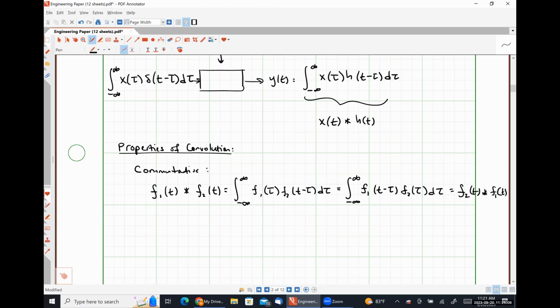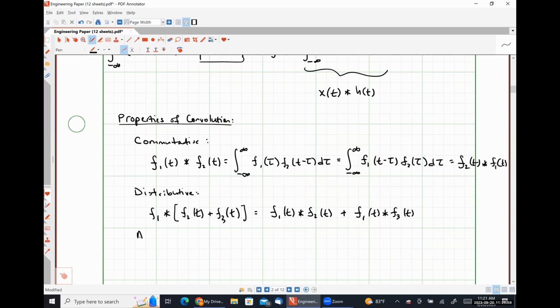All right. We have the distributive property. So f1 convolved with f2 plus f3 is f1 convolved with f2 plus f1 convolved with f3.